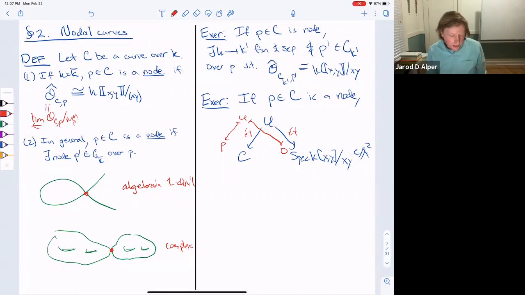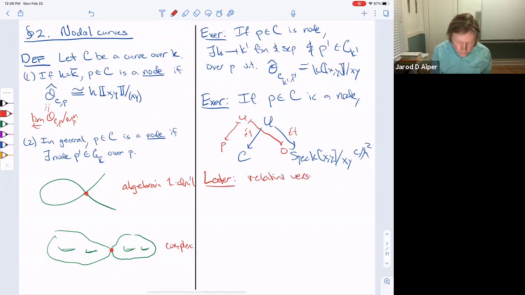And I leave this as an exercise because it's either a nice application of Artin approximation, or you can also do this directly without Artin approximation. But I don't want to cover it right now because we're going to prove a relative version later. But if you remember back at my motivation for the étale topology, this was one of the motivating factors, that you can split branches of nodes in the étale topology.